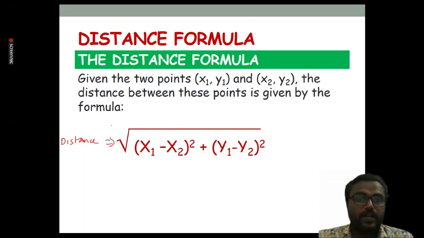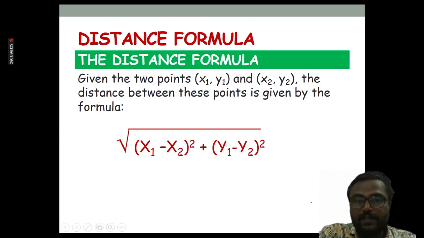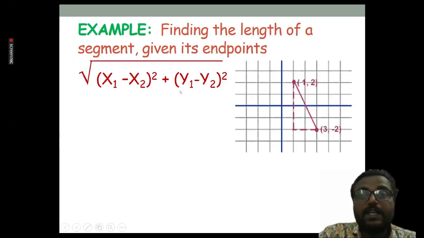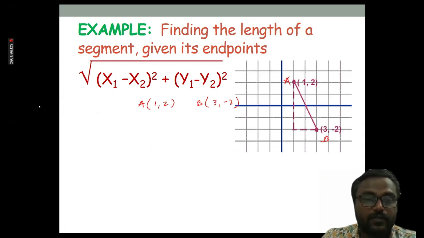So let's move on to the question where I will be solving the first question for you. Find the length of the segment given its endpoints. Here the endpoints are, let me write them down, point A and point B. A is (1, 2) and B is (3, -2). The first thing we are going to do is rename them as x1, y1, x2, y2.